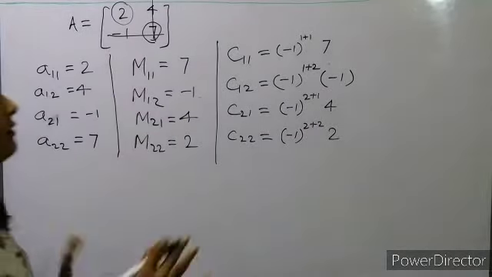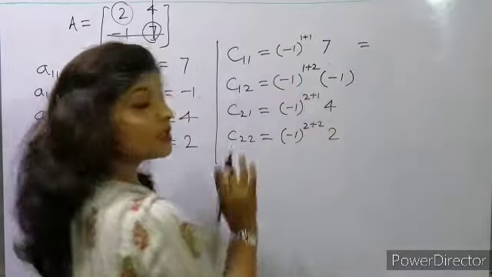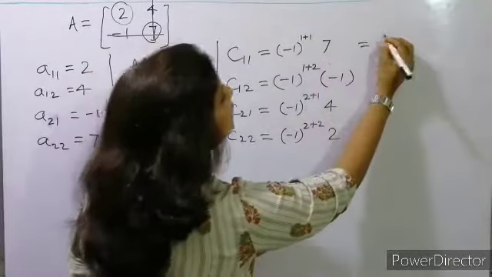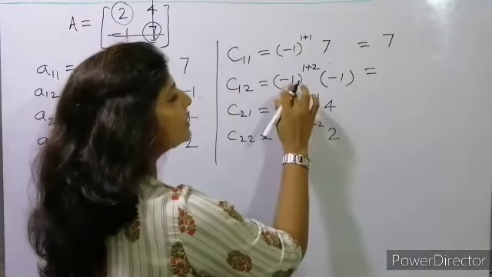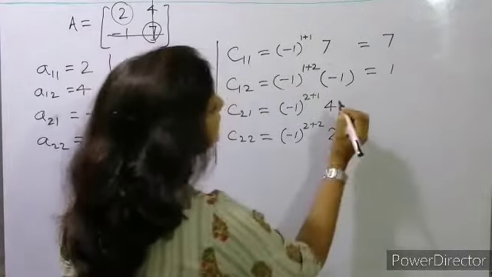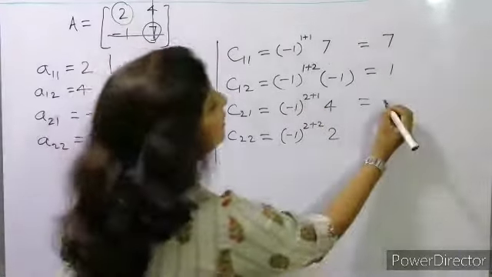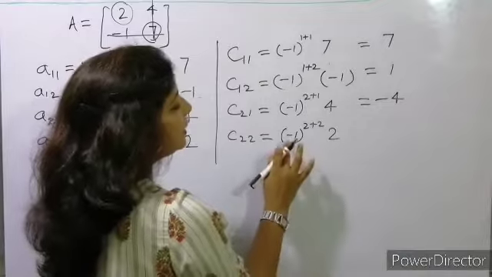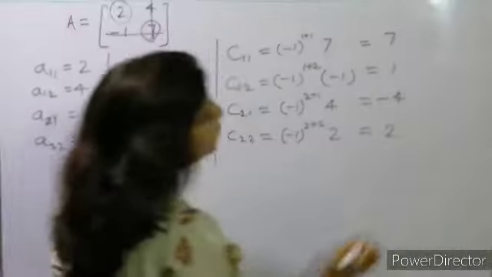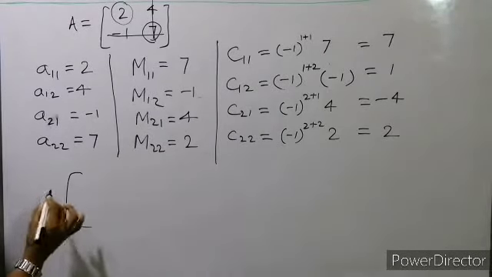Now we'll find the values of the cofactors C11, C12, C21, C22. 1 plus 1 is 2, so this will be a positive value, 7. 1 plus 2, this will be minus, so minus into minus gives plus 1. Now minus 1 to the power 2 plus 1 is minus, so minus 4. And minus 1 to the power 2 plus 2 is positive, so 2. Now we'll write here the matrix of cofactors.